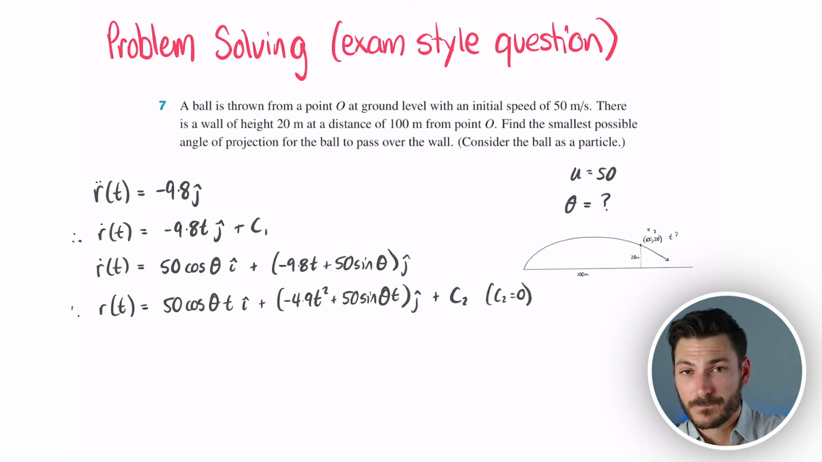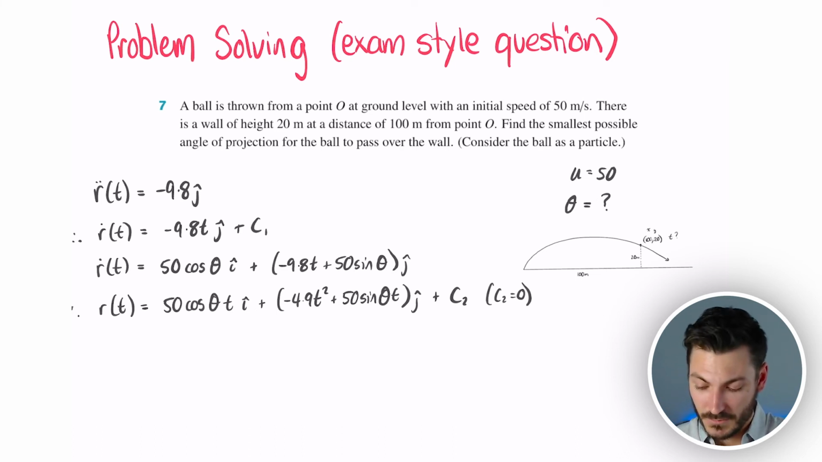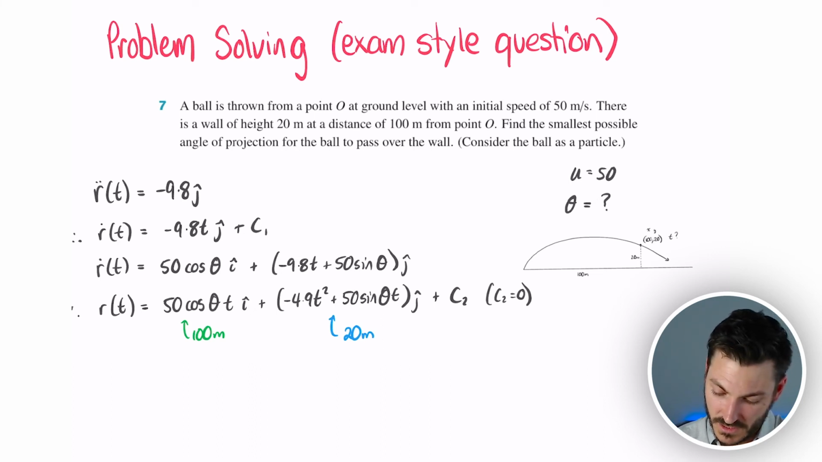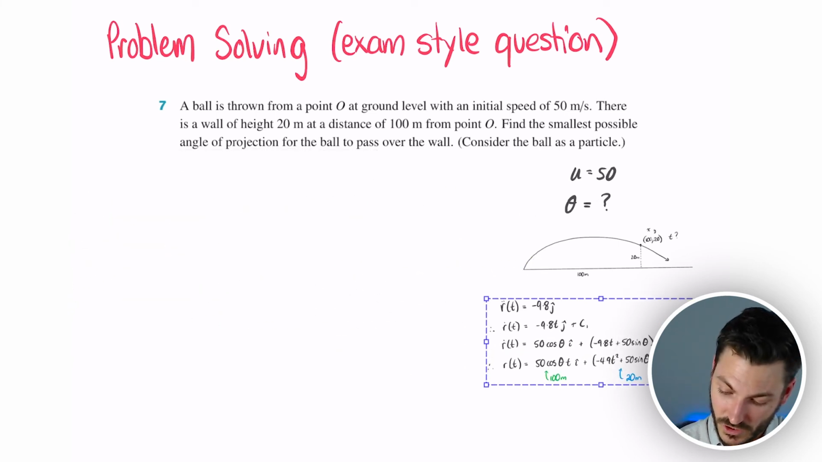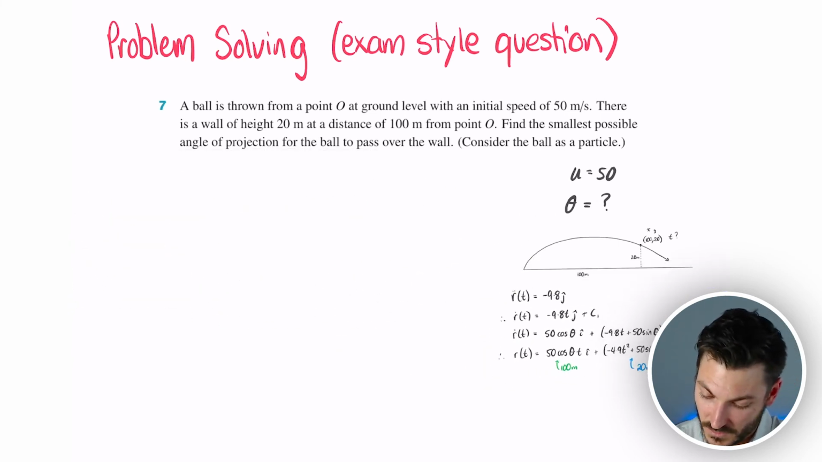Right, so we have a position, and I know what the x and the y values are at a certain point in time. I don't know when the time is, but I know the x change, or 50 cos theta t, must be equal to this 100 meter change. At the exact same point in time, this expression here for y must be at height 20 meters. So I'm going to make all this work that I've just found much smaller, pop it over to the side here, and just work with these x and y.